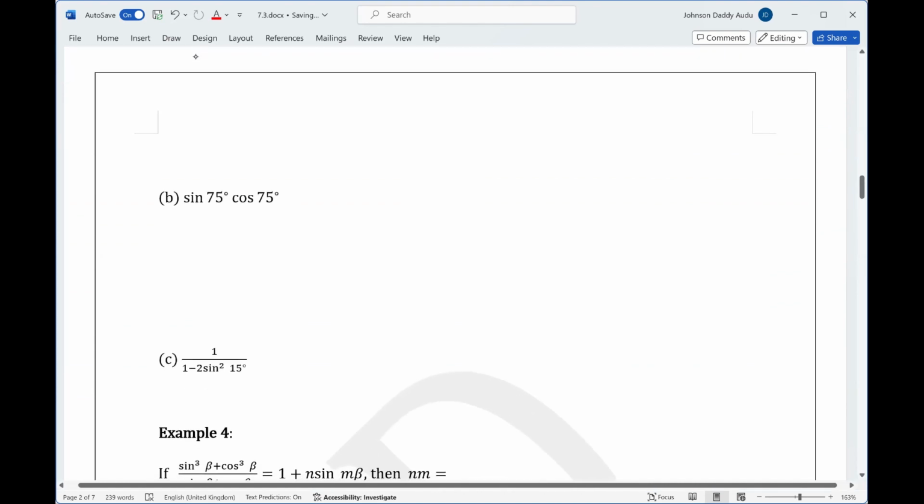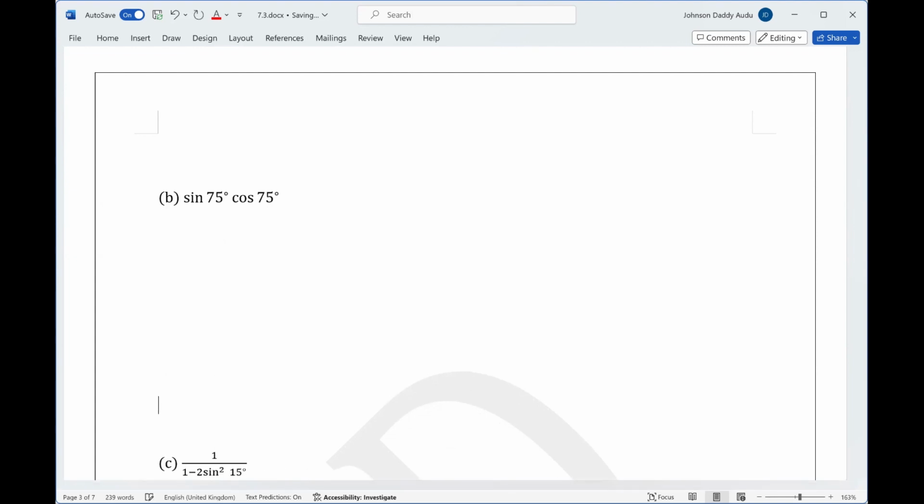Okay, so B, let's look at B now. B is sine 75 cosine 75. So what is this? This also simply follows from where? We saw that the double angle of sine, sine 2x, is what? It is 2 sine x cosine x, right? So now let's put x to be 75. So it means you will have 2 sine 75 cosine 75. So what should we write on the left-hand side?